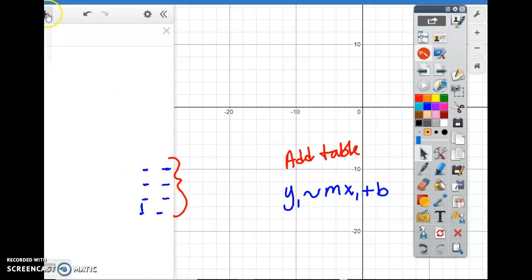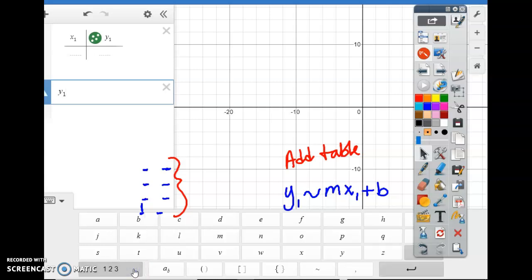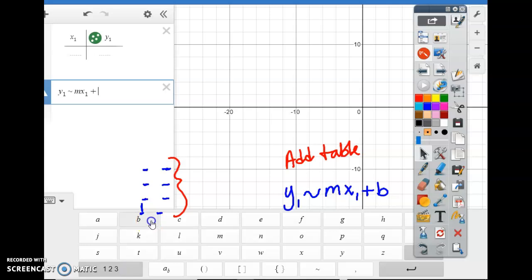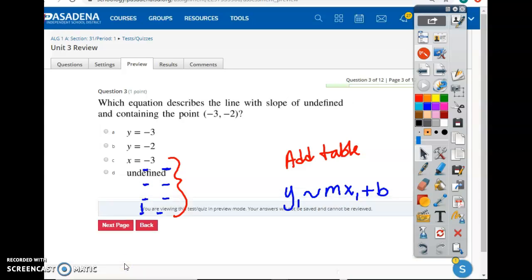Okay, add, hit the little plus button, table, and then type the equation y1 approximately mx1 plus b. Or type all your answer choices and see which one goes through all of those points. Problem number 3.